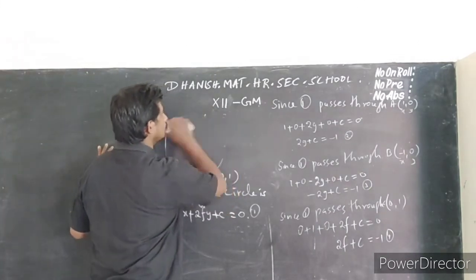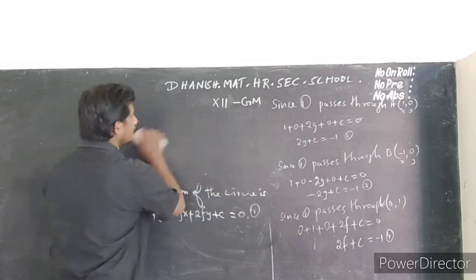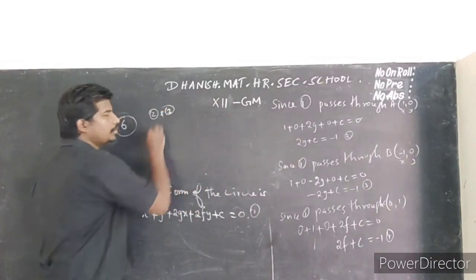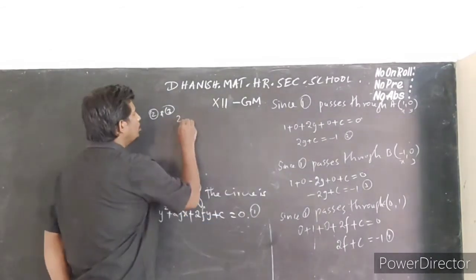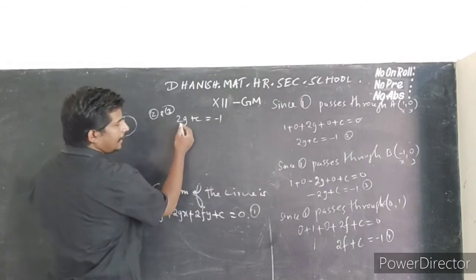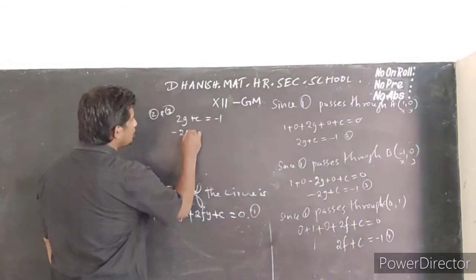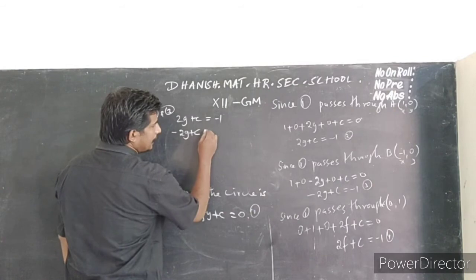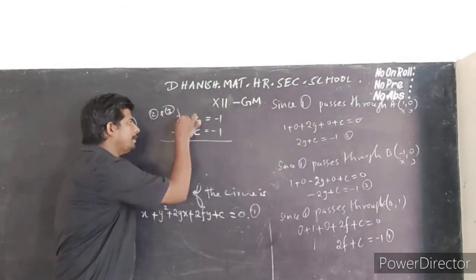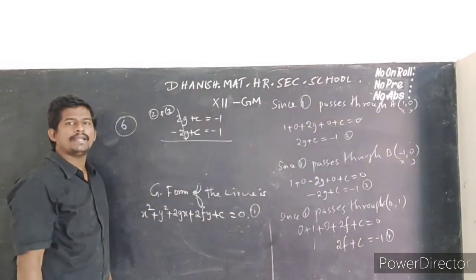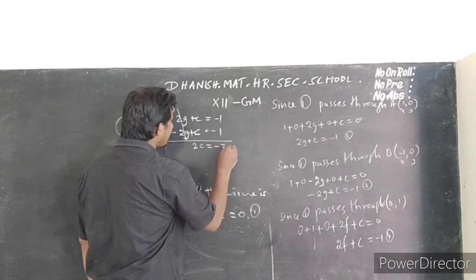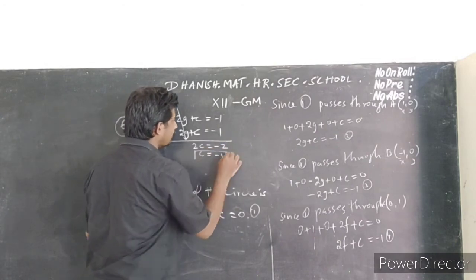Now I'm going to take equations 2 and 3. Solving equations 2 and 3: 2g plus c equal to minus 1, then minus 2g plus c equal to minus 1. Now I'm going to eliminate g. Plus 2g and minus 2g will get cancelled. So what is remaining? 2c equal to minus 2. Our c is minus 1.